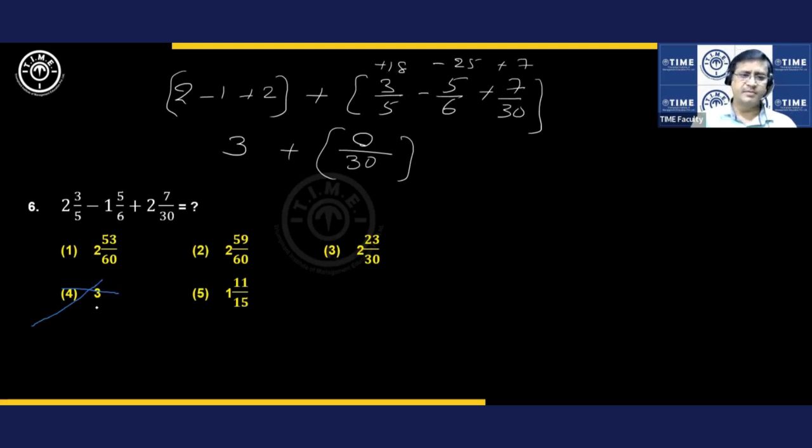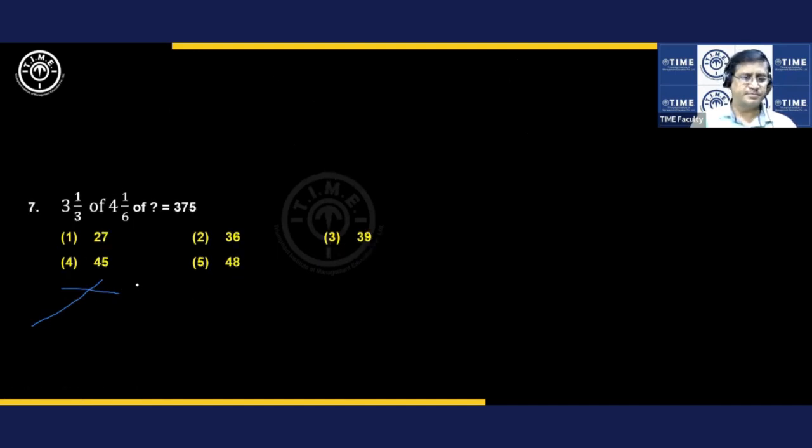So what is the right answer here? Option number 3. Third choice is the right answer. So 30 is the denominator, 0 is the numerator. So 0 by 30, that is 0. So 3 plus 0, that is 3. Choice 4.